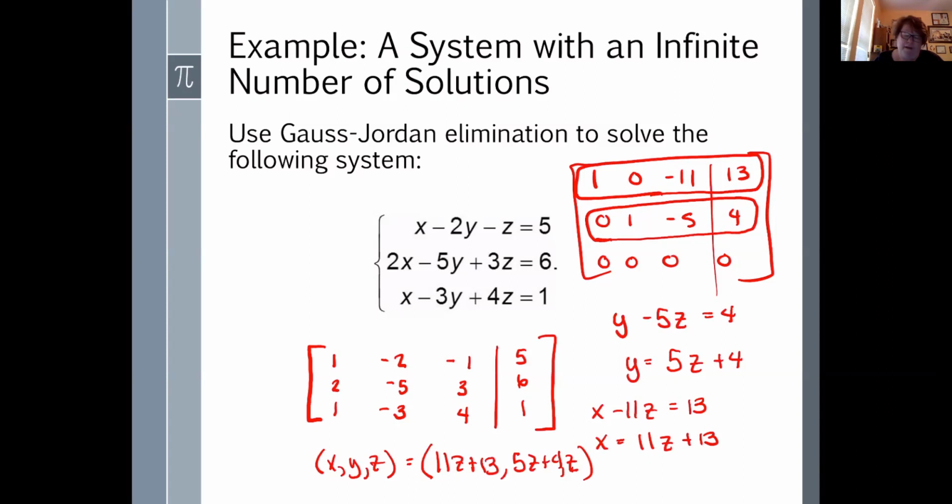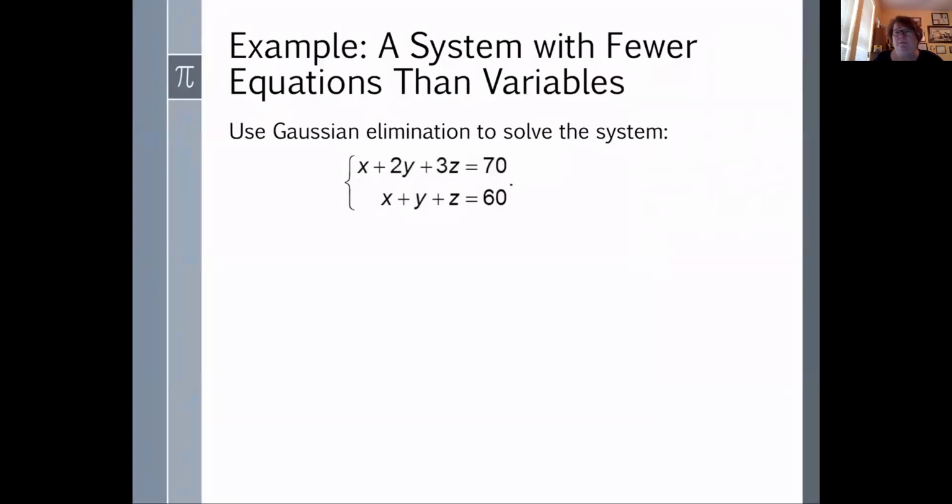All right, what if I have a system where I have fewer equations than I do variables? That is this example here. I have 3 variables, x, y, and z, but I only have 2 equations. Well, this system is dependent because I don't have enough equations to find a unique x, y, and z. But I can still solve this in terms of z by putting this in my calculator.